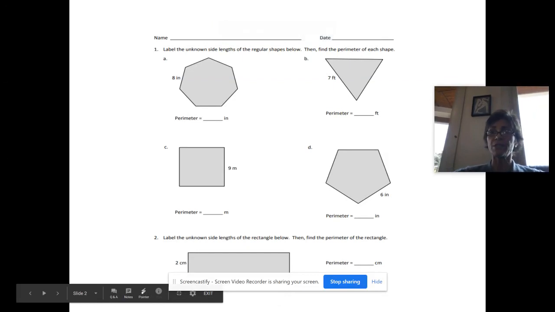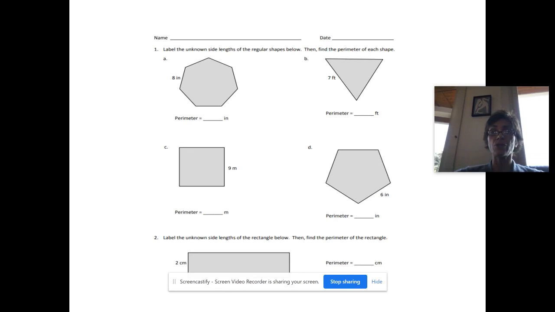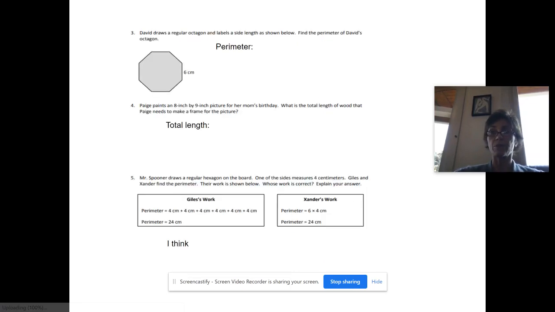This will be your work for today. You need to find the perimeters of these. You have 4 regular shapes. This is a 1, 2, 3, 4, 5, 6, 7. This is a heptagon, regular triangle, square, and a regular pentagon. So these are regular shapes, and then you have a rectangle, which is not a regular polygon. You just need to find the perimeter.